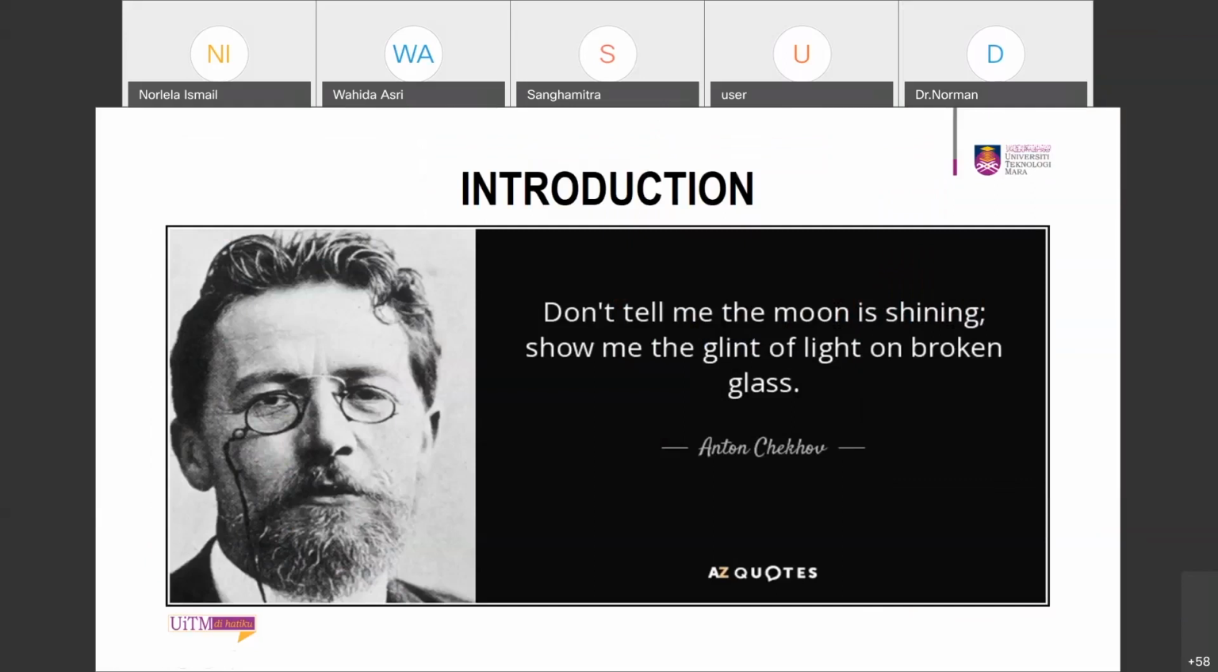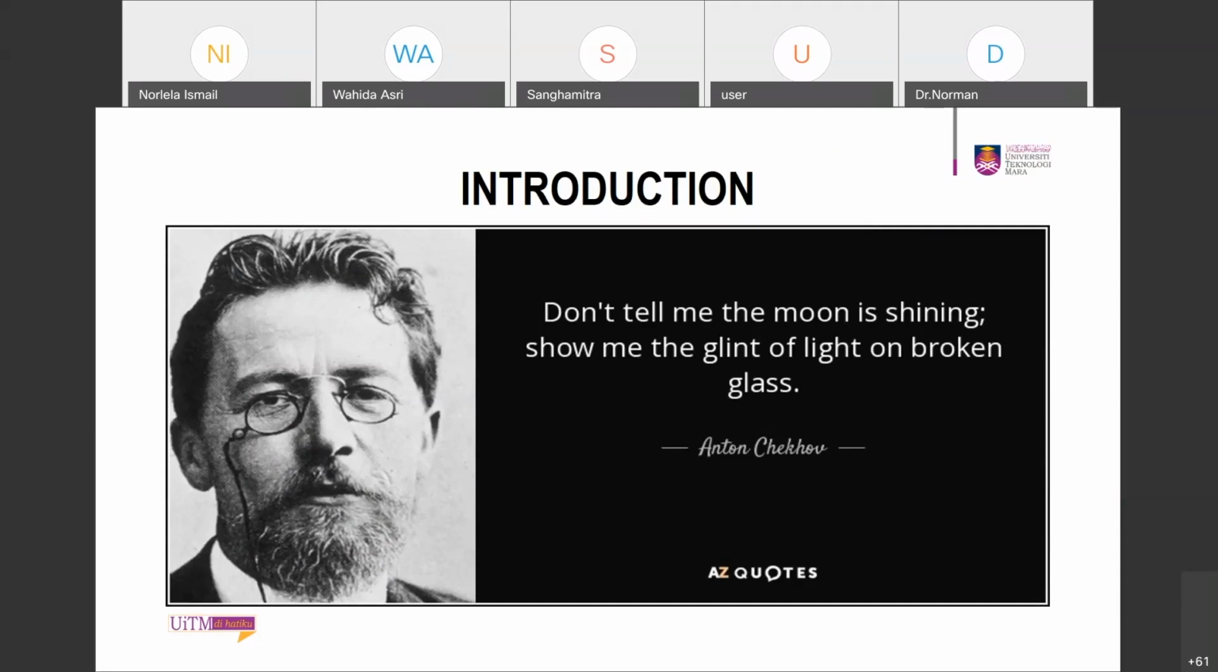Okay, allow me to begin my presentation by invoking the phrase that constitutes the subtitle of my presentation, "The Glint of Light on Broken Glass." This phrase is taken from a quote by Anton Chekhov, Russian playwright and short story writer. It goes like this: "Don't tell me the moon is shining, show me the glint of light on broken glass."